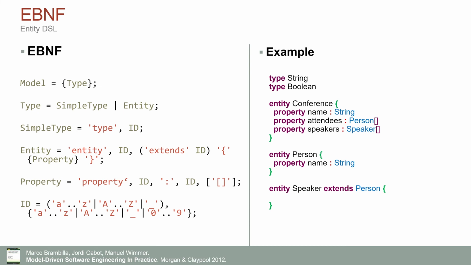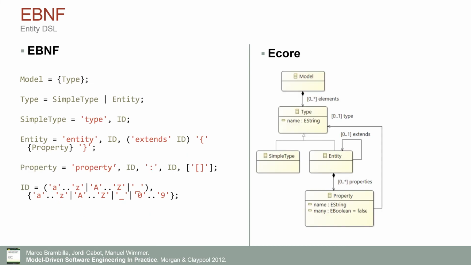Now it's interesting to also relate this eBNF specification and compare it with eCore. So on the left-hand side we still see the eBNF specification that I briefly introduced, and on the right-hand side we would see kind of an eCore meta model that would realize more or less the same. So we say that the model is composed of elements which are types. Types have a name and can be specialized into a simple type and an entity. An entity can optionally extend a different entity, and entities are composed of 0 or many properties which have a name and can be singular or plural.